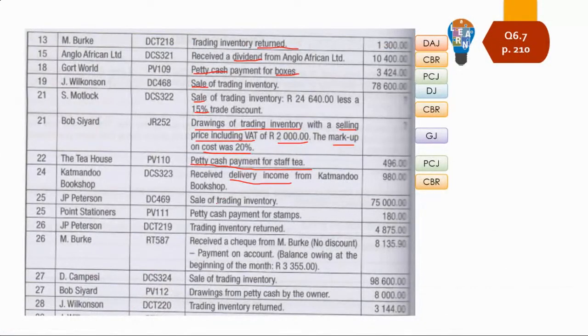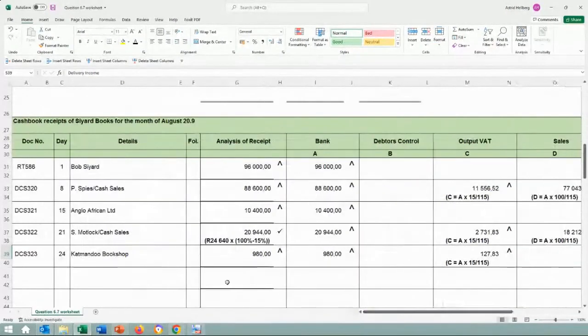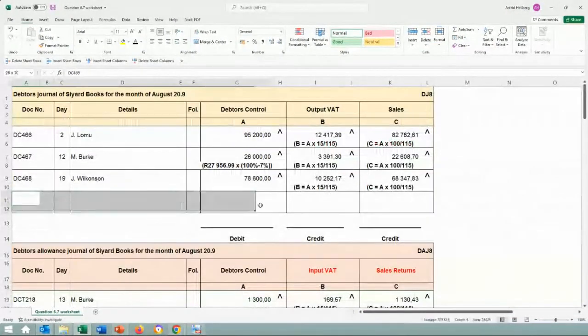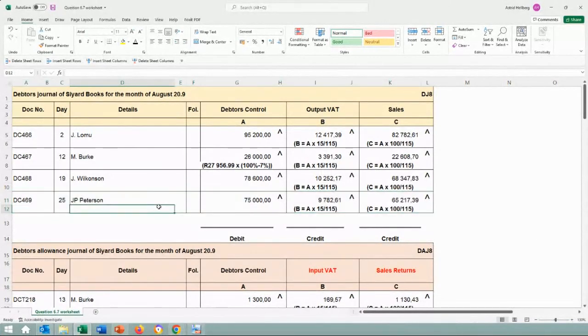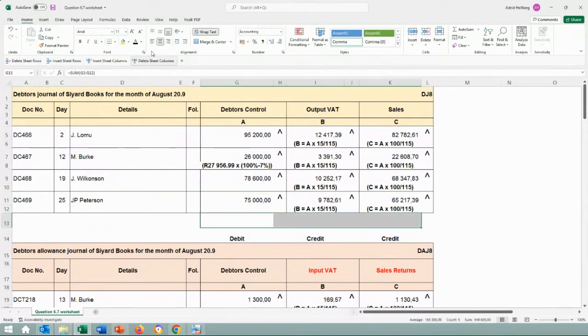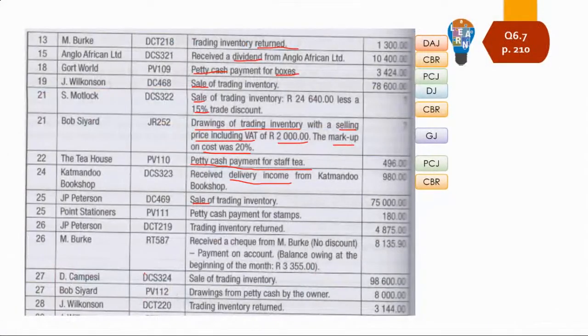Okay, then on the 25th, we've got a sale of trading inventory. We know this is on credit for 75,000 Rand. And we will complete it exactly the same as we did all the previous ones. Because I know this is the end, we also add up the totals. So we get the total of each column, and you normally would get a mark for that if it was required. If it's not required, they will specifically indicate that in the question.